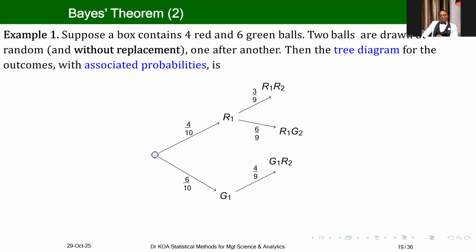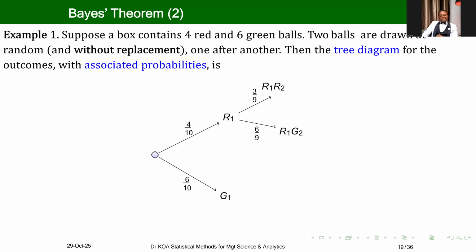And then let's look at G1, G2. G1, G2 is 6 over 10 times 5 over 9. Don't cancel anything. It's going to be 30 over 90. Okay, G1, G2 is going to be 5 over 9. What about G1, R2? G1, R2 is 6 over 10 times 4 over 9. Yeah, 4 over 9.